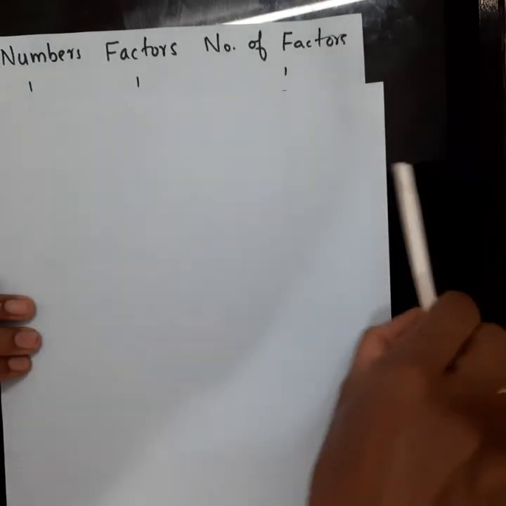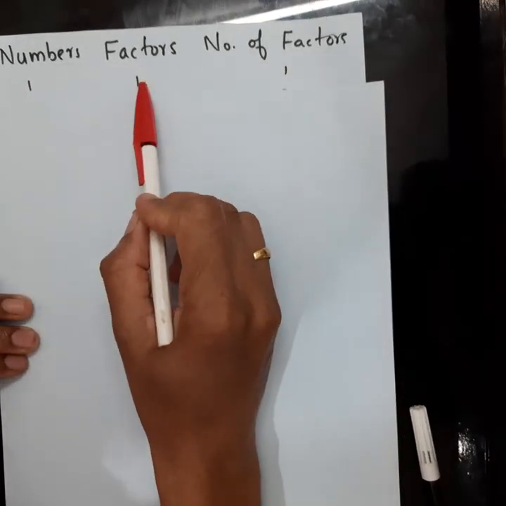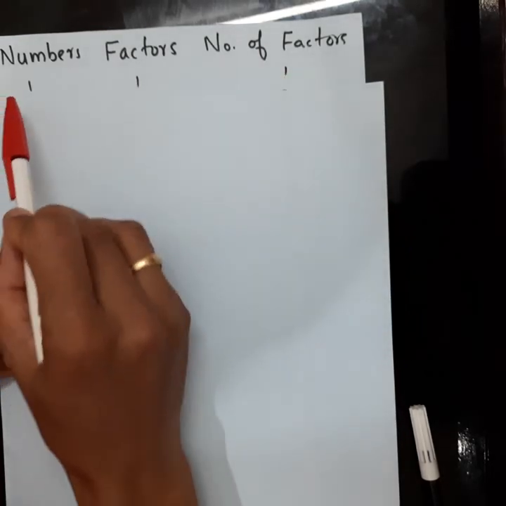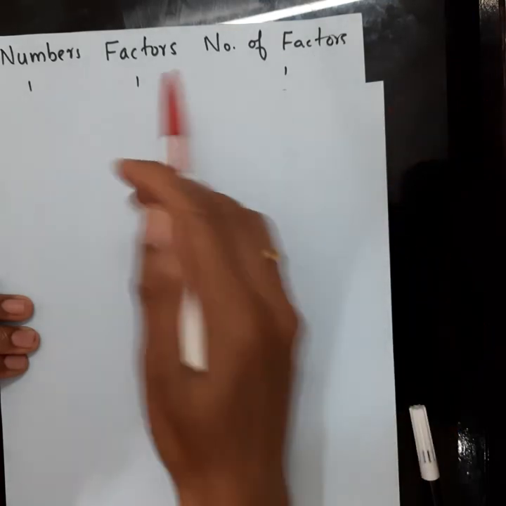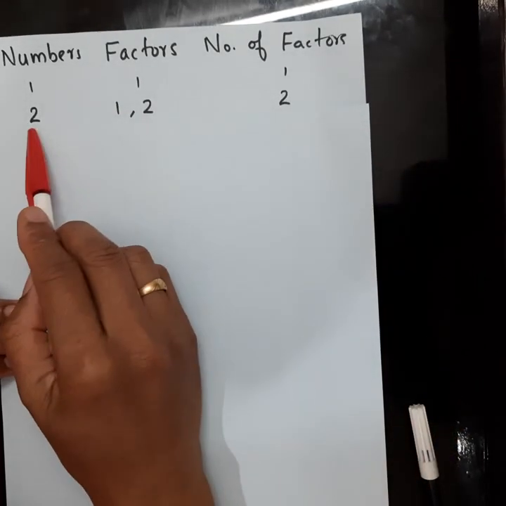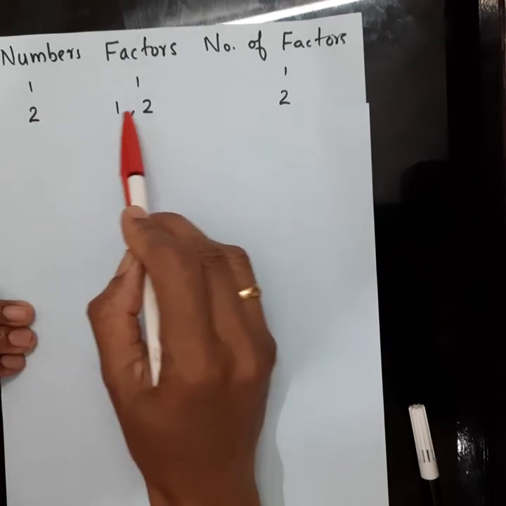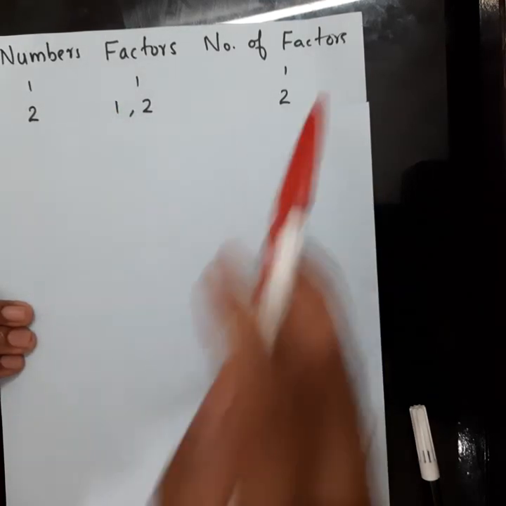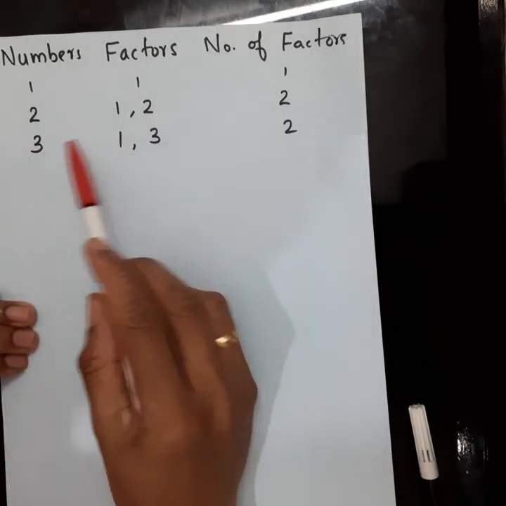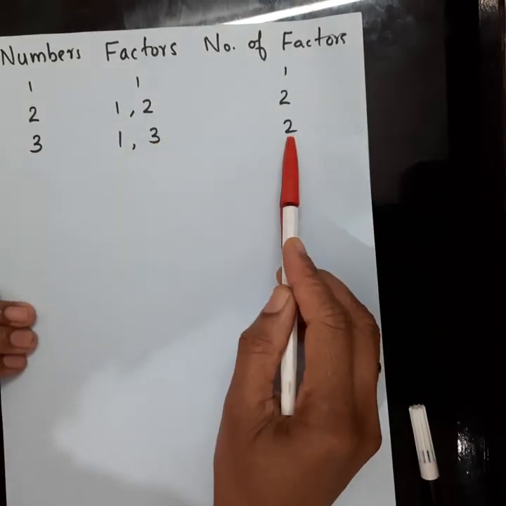The number 1. Factor of 1 is 1 only. How many factors? Only 1 factor. The number 1 has only 1 factor, that is 1, the number itself. The second number is 2. Factors of 2: 1 and 2. How many factors? 2 factors. 3. Factors of 3: 1 and 3. How many? 2 factors.